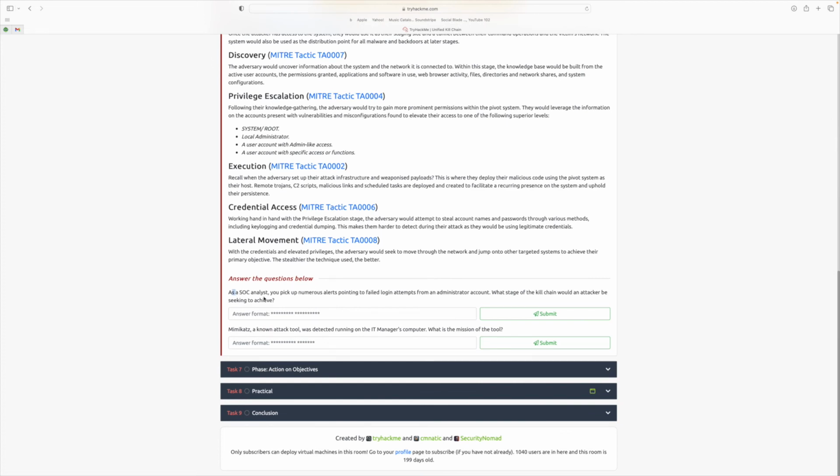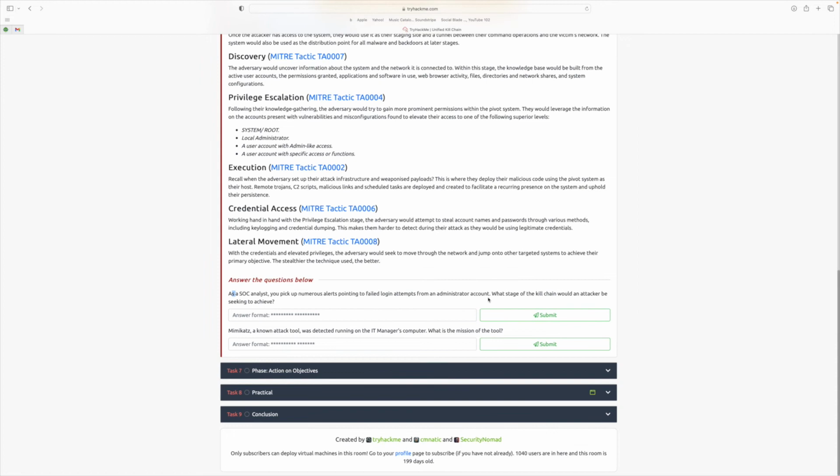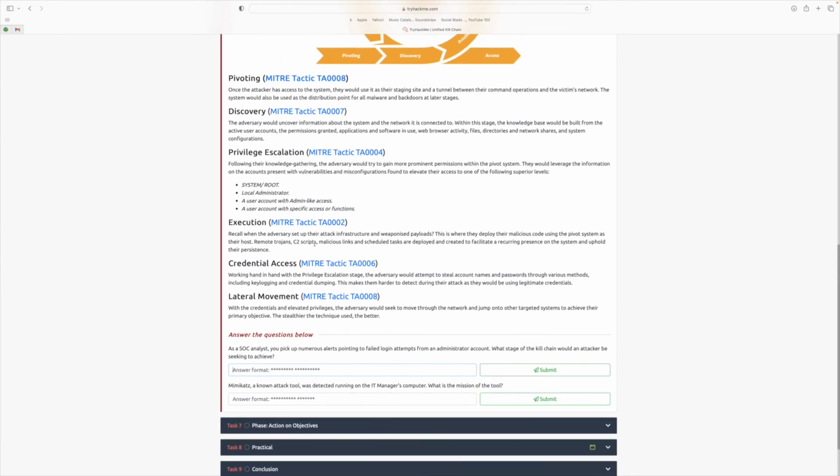As a SOC analyst, you pick up numerous alerts pointing to failed login attempts from an administrator account. What stage of the kill chain would an attacker be seeking to achieve? That's going to be your privilege escalation.